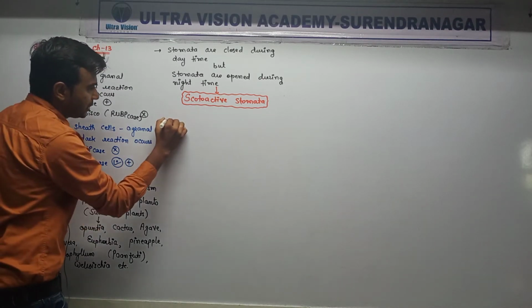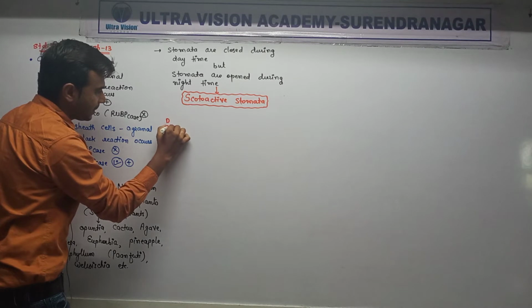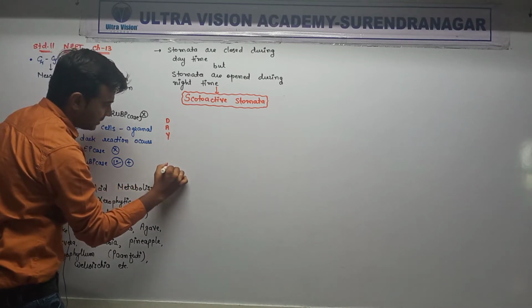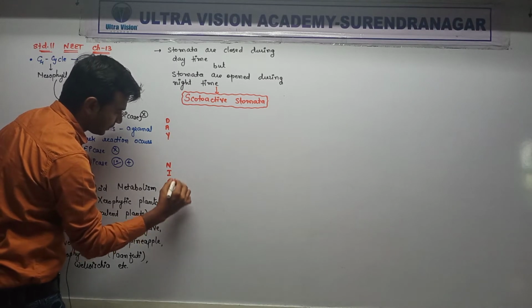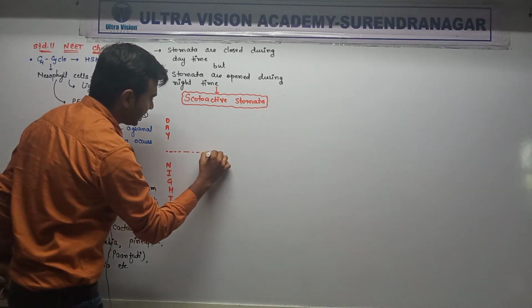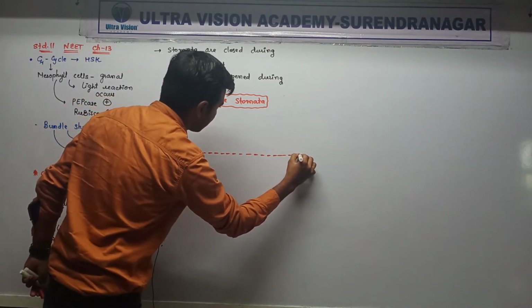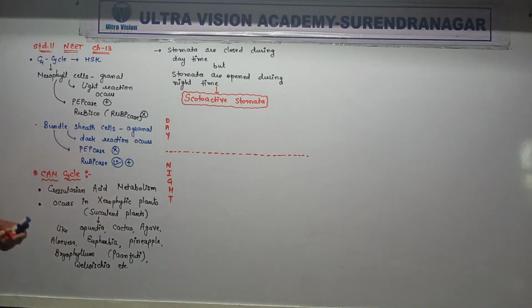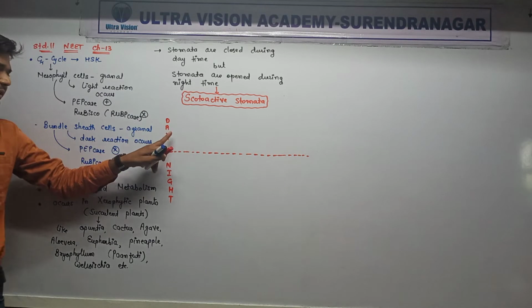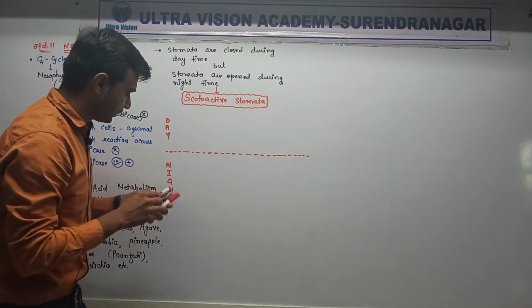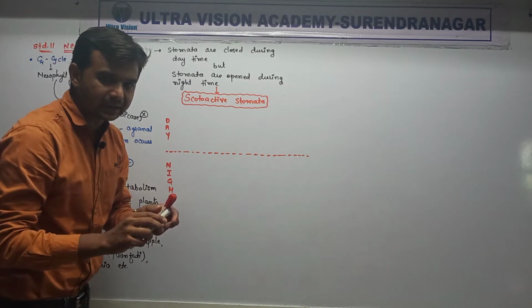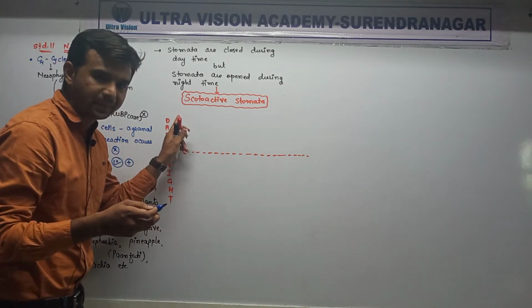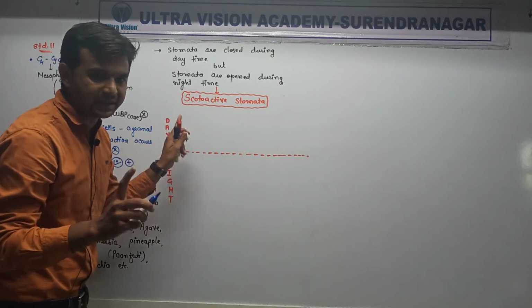So here, during daytime what happens? And during night time what happens? Let me clear this. So I can put a dotted line here. You know that during daytime stomata are closed. So from here I can start, then here I can complete it. That's why it is the CAM cycle.